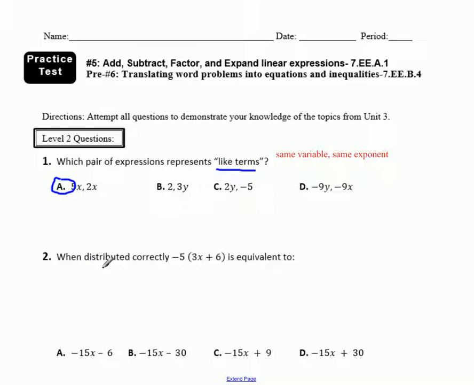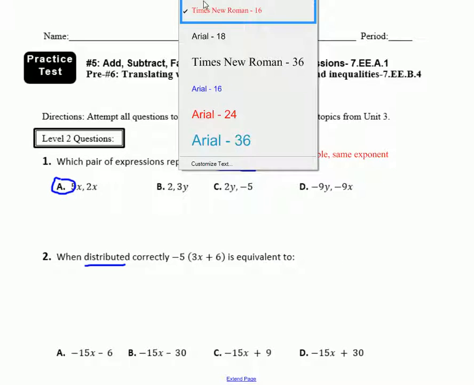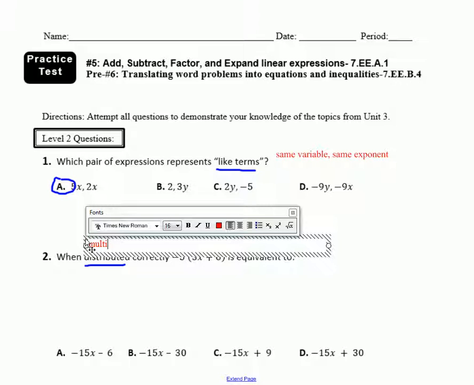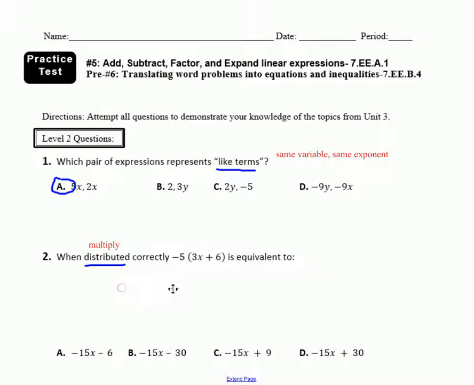Number 2, when distributed, and that's one of our words, distributed correctly, this expression, -5 parentheses 3x plus 6, is equivalent or equal to which of these expressions down here? So distribute means to multiply. So I need to multiply this -5 by everything inside the parentheses, and we show that with these little arrows. I have to not only multiply -5 by 3x, but I also have to multiply -5 by positive 6.